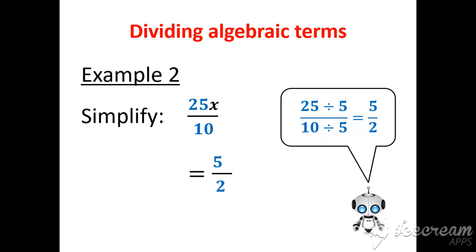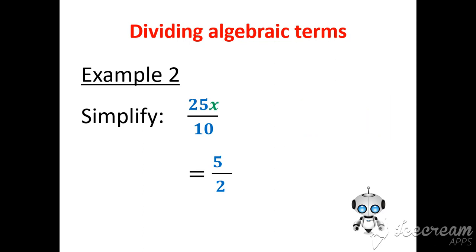Now the x is sitting there, we haven't done anything with it. It's on the top of the fraction. So we're just going to leave it on the top of the fraction, and we're going to write our final answer as 5x over 2, or 5x divided by 2.